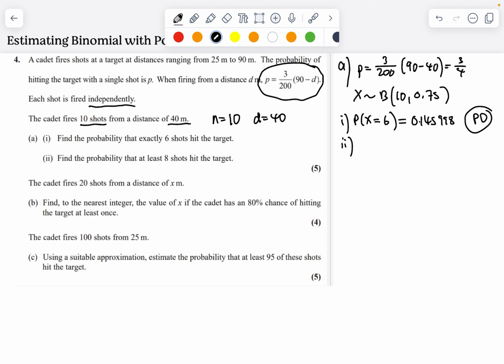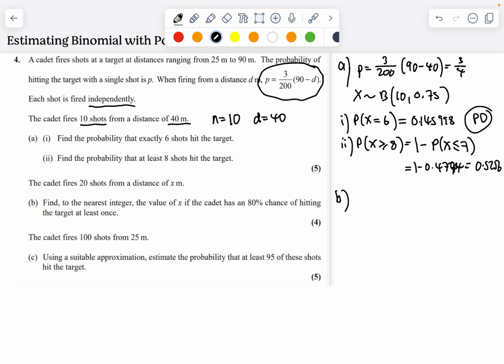For the second one, the probability that at least 8 shots hit, so X is 8 or larger. Again, the cumulative distribution starts from 0, so I've got to make that 1 minus P of X less than or equal to 7. That gives me 1 minus 0.474, and that means my answer is 0.5256. Okay, so that's part B.